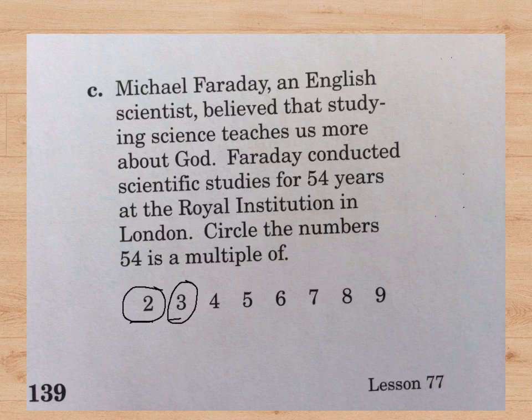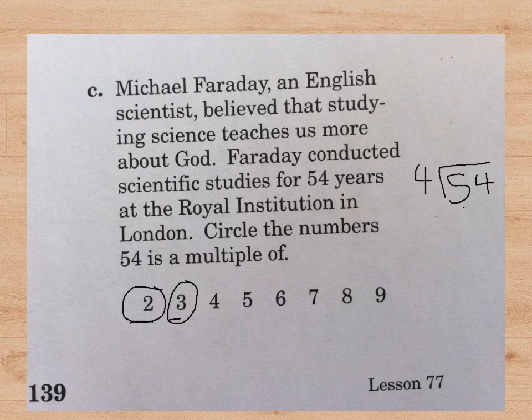Okay, our next number, 4. I'm just going to write it out for 4. Does 4 go into 54? I know that 4 times 10 is 40. That's an easy one for me to remember. Well, 4 more would be 44. 4 more than that would be 48. 4 more than that would be 52. 4 more than that would be 56. So it doesn't go in evenly.